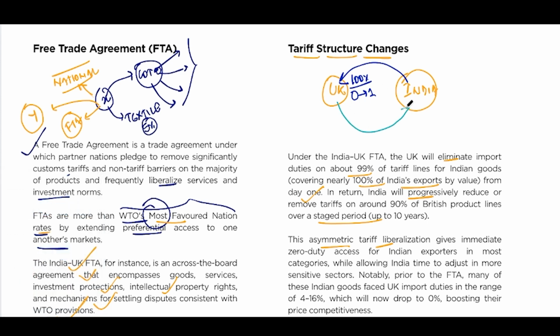But when it comes to British exports to India, it is not going to be zero and it is never going to be zero. In fact, it is going to be in the range of 4 to 16% over a period of 10 years. So the reduction will be gradual. This is called tariff structure changes, which is about asymmetric tariff liberalization. One country will do more than the other country.